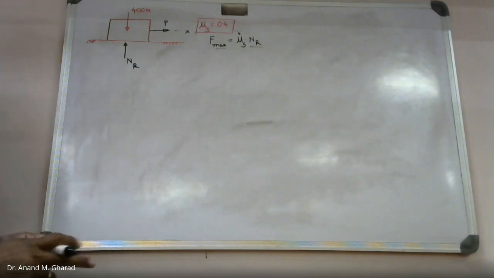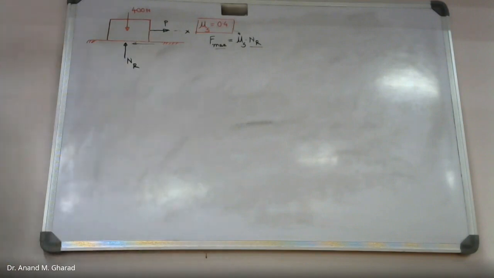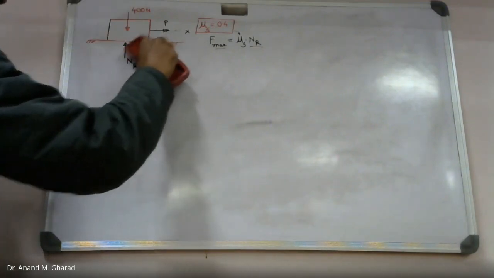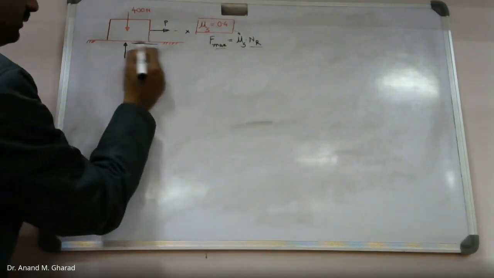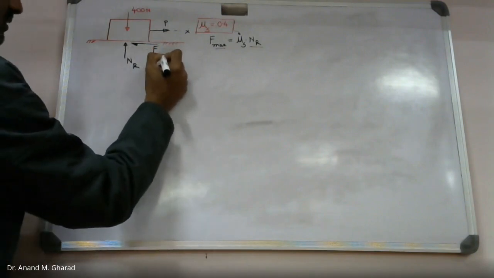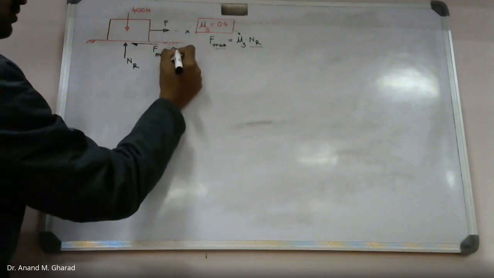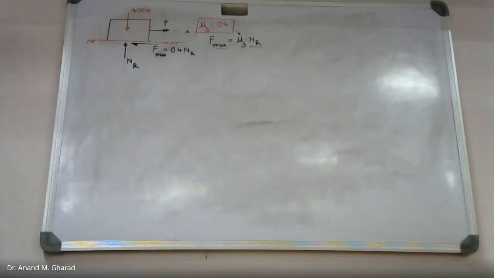Opposite. Opposite in the sense? Left side. Okay. Like this. I will be representing the frictional resistance as a half arrow like this. Okay. So this is F max. Correct? Equal to mu s, which is actually given as 0.4, into normal reaction.